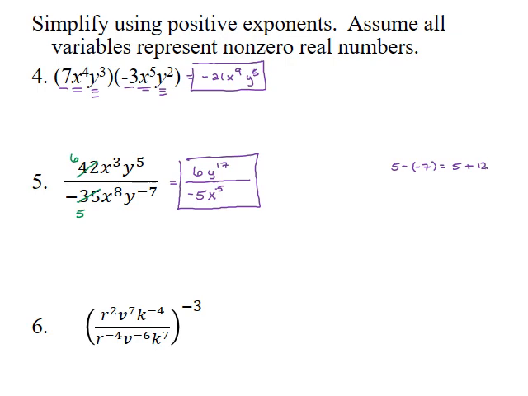That's not a negative. All right, and then probably the most confusing one here, we have a lot of stuff going on. So what about number 6? You've got r squared v to the 7th k to the negative 4th, over r to the negative 4th v to the negative 6 k to the 7th. So this is kind of combining a few different rules here.